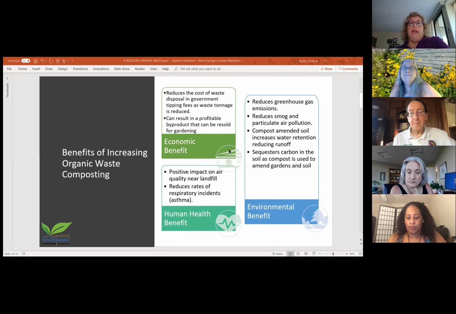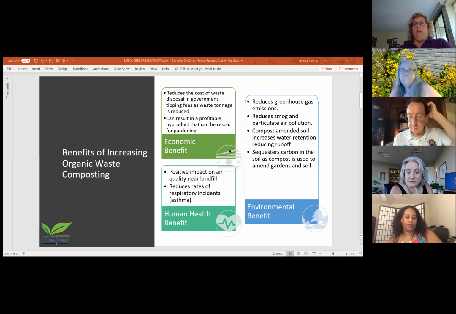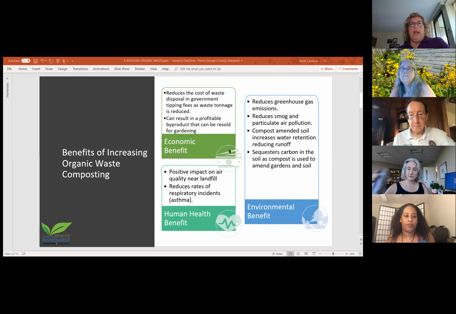Increasing composting benefits human health. There's a positive impact on the air quality near the landfill because we're decreasing the number of trucks coming in and out and producing exhaust. We see reduced rates in respiratory incidents or asthma where you have higher composting rates because of the air quality benefits.